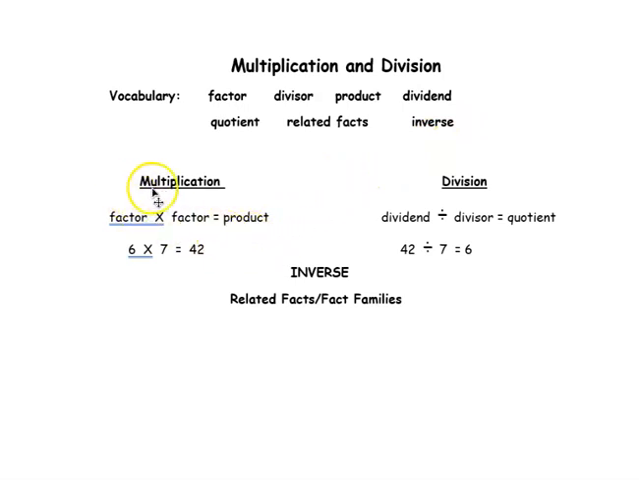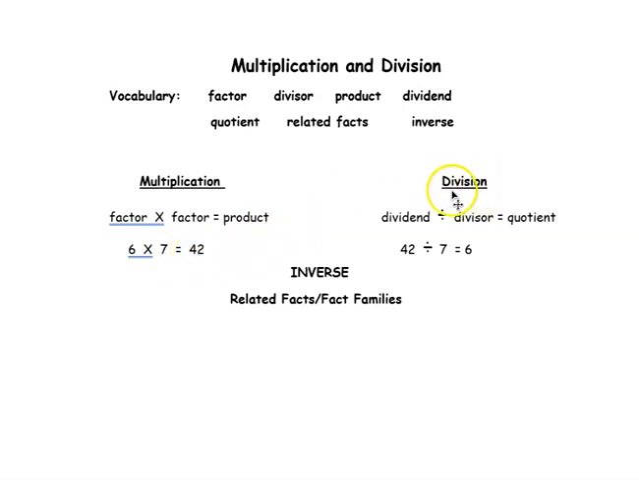So let's look at multiplication. Remember, boys and girls, multiplication is where we have equal groups of items that we are putting together. So sometimes we can add things up repeatedly, like 6 plus 6 plus 6 plus 6 plus 6 plus 6, which would be the same as 7 times 6 equals 42. So 6 and 7 are our factors, and 42 is the product or the answer to the multiplication problem.